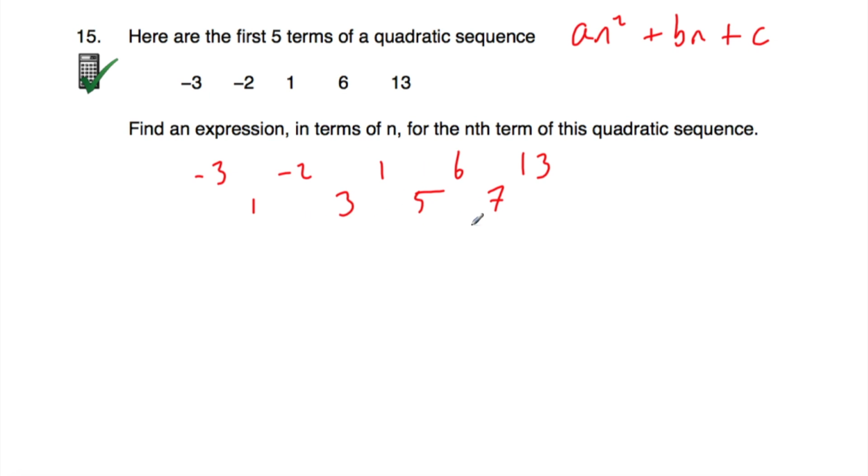Now let's consider our second differences. In other words, what's happening to the numbers we're adding each time, and they're increasing by 2. So the second differences would be 2, 2, and 2. So we've now got our first differences and our second differences. Let's find our values of a, b, and c.